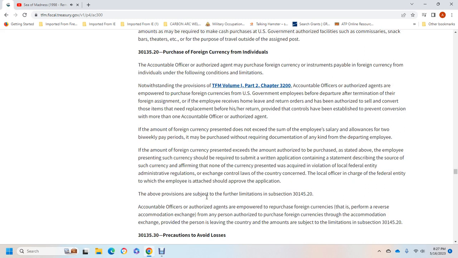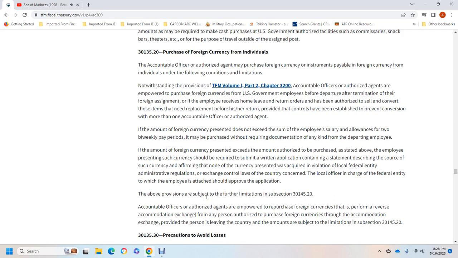Section 135 to 20 covers the purchase of foreign currency by firms and individuals, with accounting for the authorization. The purchase of foreign currency for the instrument payable in foreign currency for the individual is filed under conditions and limitations, notwithstanding the transfer of financial meaning, volume 1, part 2, 3200. The accountable officer has the authorization to empower the purchase of foreign currency for foreign countries.